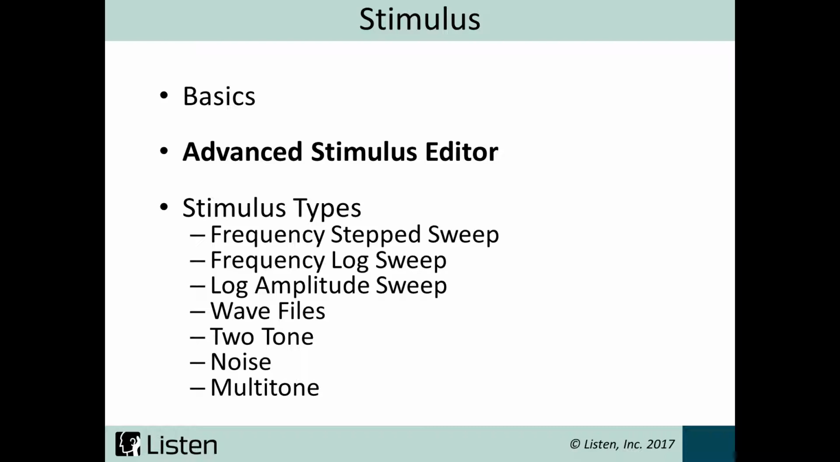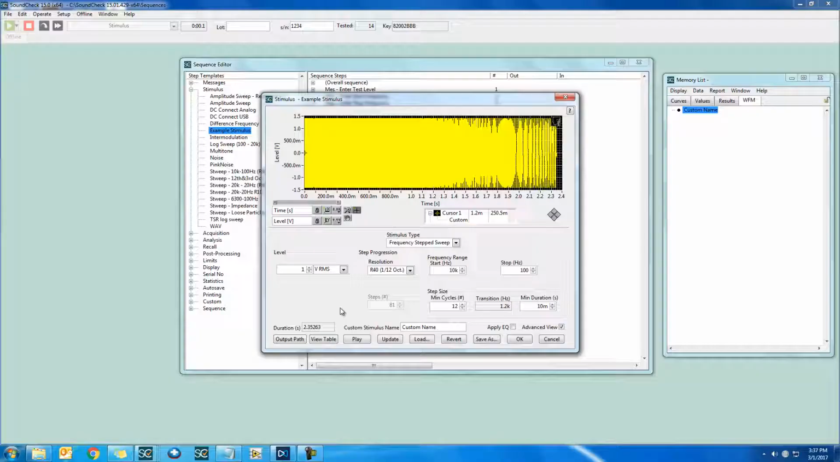In this video, we're going to go over some advanced options of the stimulus editor. First, we're going to look at using memory list values for our parameters. Looking at the level, if we right-click on the first option, we can see user input, which we have now, or the option to use a memory list selection.